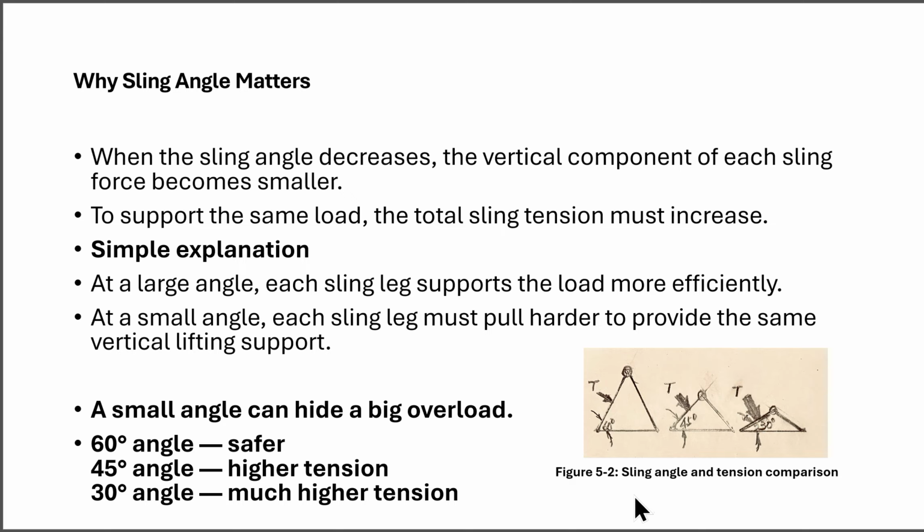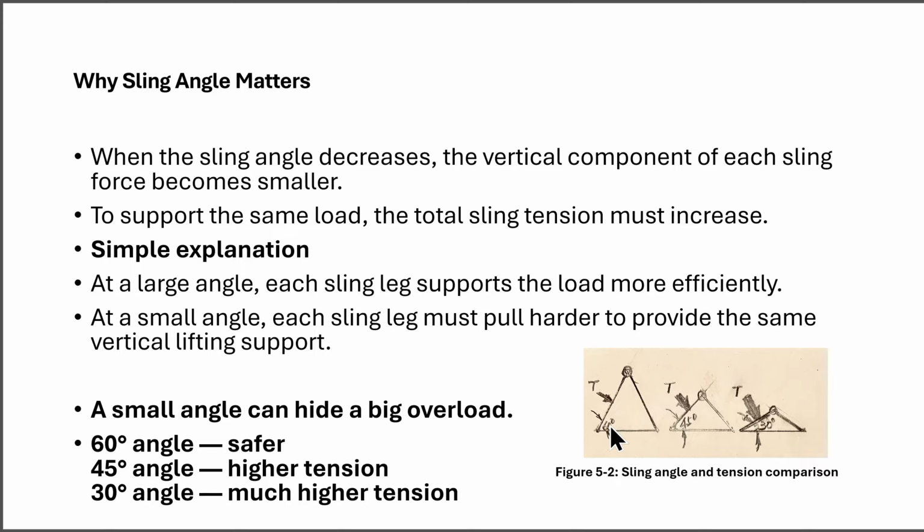Simple explanation. At large angles, for example 60 degrees, 40 degrees, 30 degrees, each sling leg is able to lift more efficiently. At small angles, each sling leg must pull hard to provide the same vertical lifting support. Smaller angles can hide a big overload.